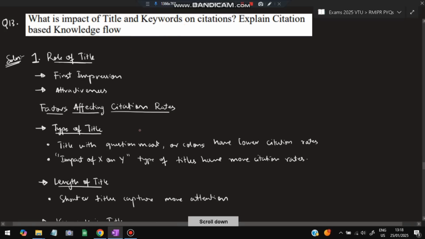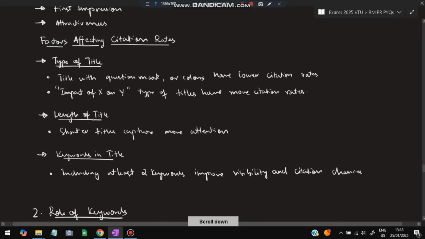Factors affecting title citation rates. Type of title: if the title has a question mark or colon, it has lower citation rates. Remember, question marks and colons should not be there in the title. If the title is like impact of x on y, or studies of the effect of x on y, those kinds of titles will have more citation rates. Okay, it is an observed phenomenon. The length of the title: a shorter title captures more attention. Keywords: at least two keywords should be used to improve visibility and citation chances.